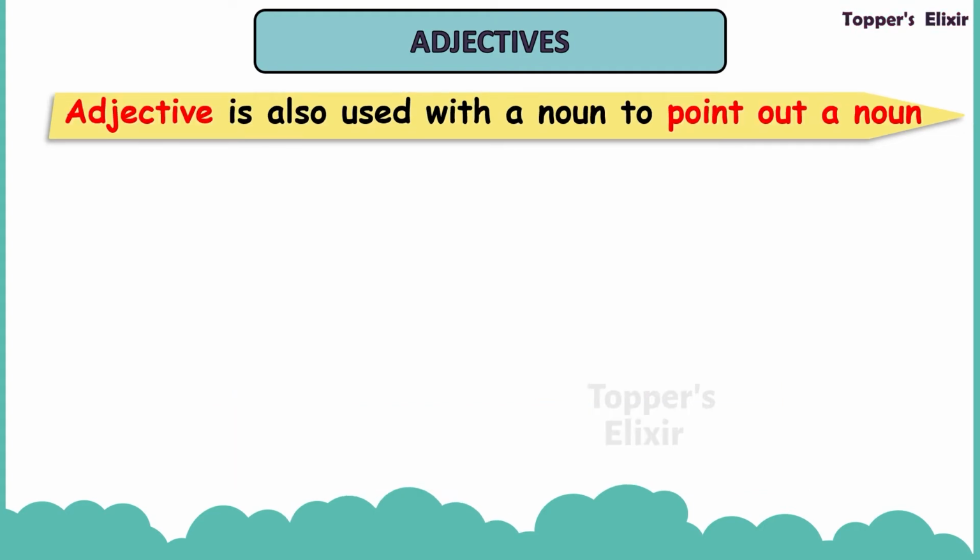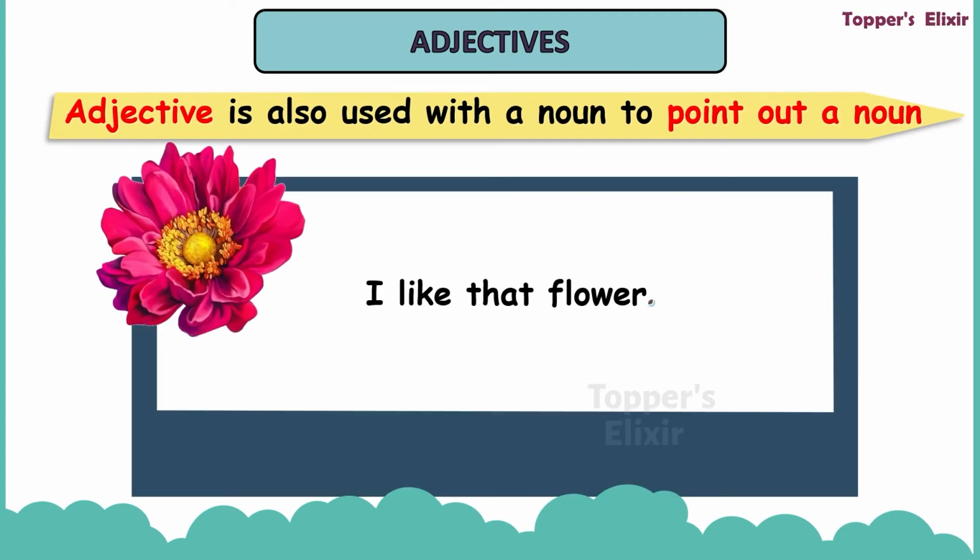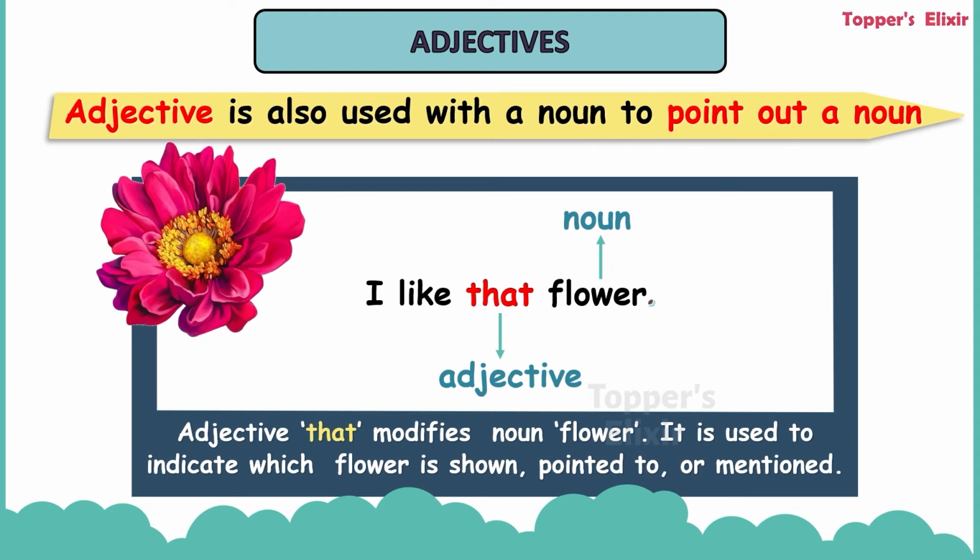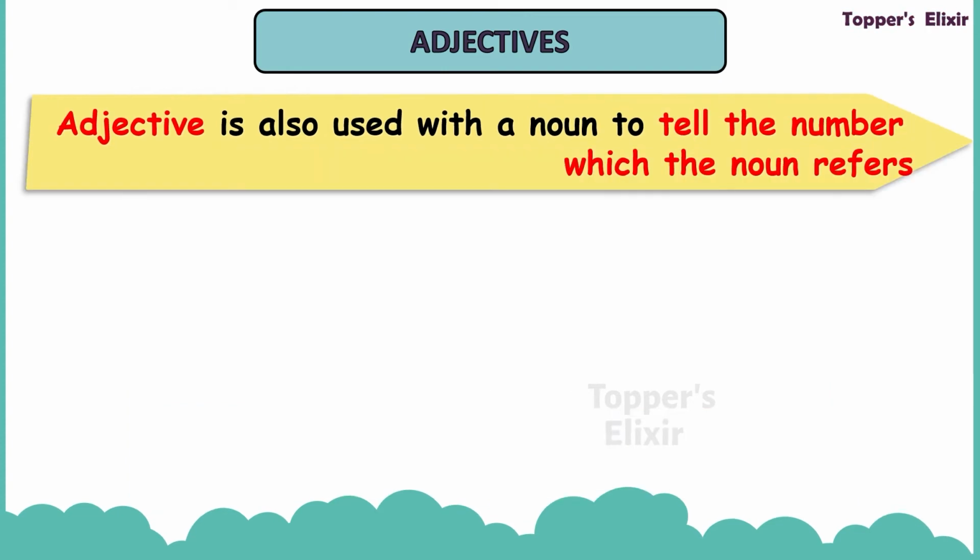Adjective is also used with the noun to point out a noun. Take for example, I like that flower. Here, the word that functions as an adjective when it is used to modify a noun. The adjective that emphasizes which object you are talking about, clarifying which noun the speaker is referring to in the sentence. In this example, adjective that modifies the noun flower. It is used to indicate which flower is shown, pointed to, or mentioned.